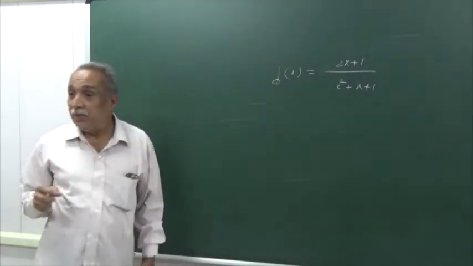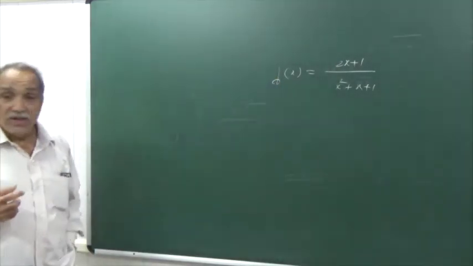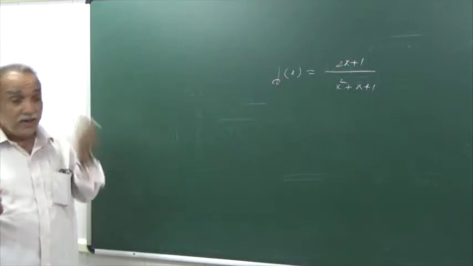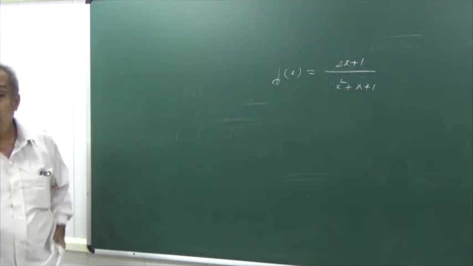Domain has already been obtained. Domain has been obtained as the entire set of real numbers from -infinity to +infinity. Now, how to obtain the range?